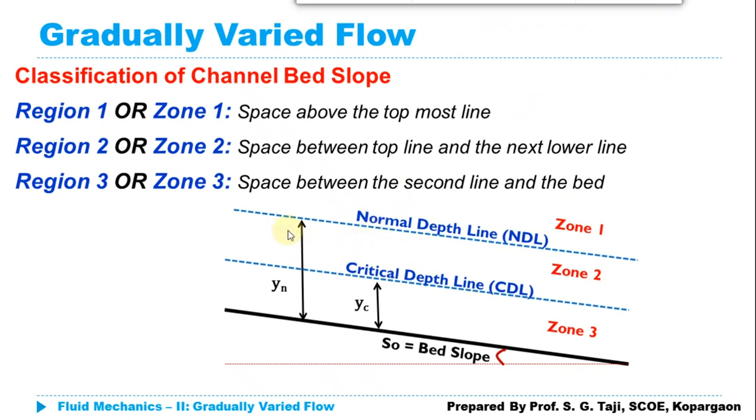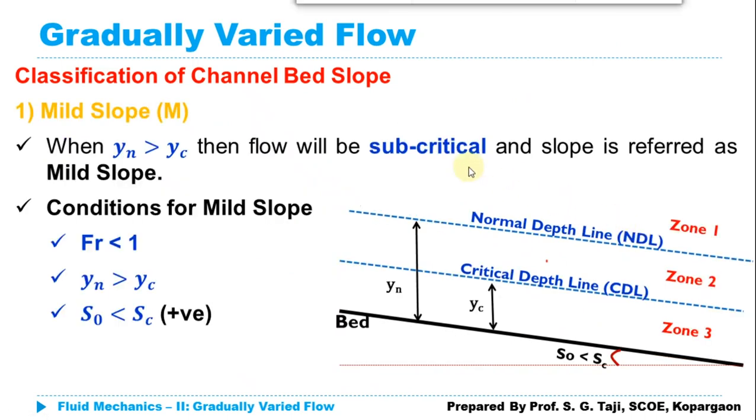Let's proceed to discuss those bed slopes in detail with respect to NDL and CDL. The first bed slope we are going to consider is the mild slope. We have discussed that a slope is said to be a mild slope when yn is greater than yc and flow is subcritical. So what are the conditions for the mild slope? Our Froude number should be less than 1, so our flow will be subcritical. yn should be greater than yc, or depth of flow should be greater than critical depth, and the bed slope should be positive and less than the critical slope. If the slope is less than the critical slope, then our flow will be subcritical flow. After satisfying all those conditions, we get a mild slope.